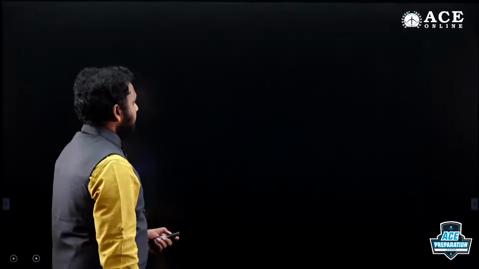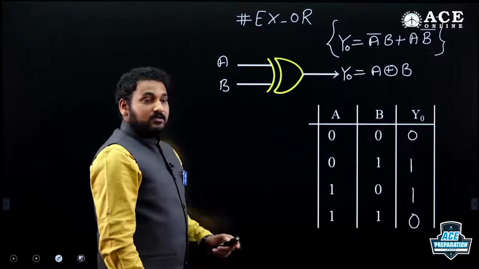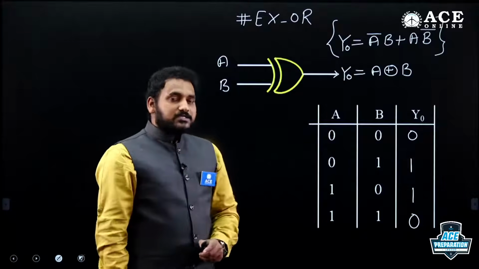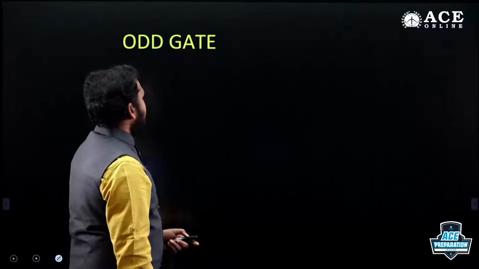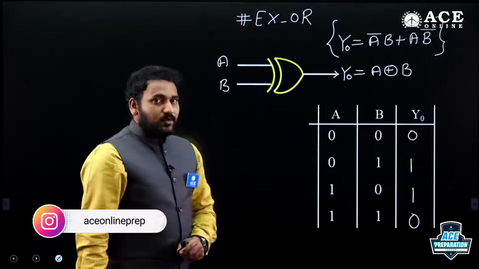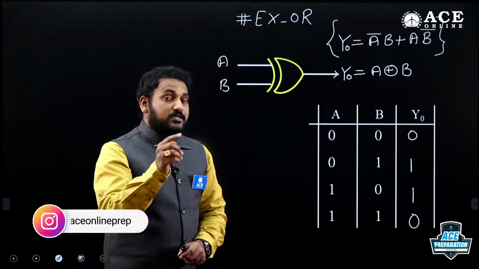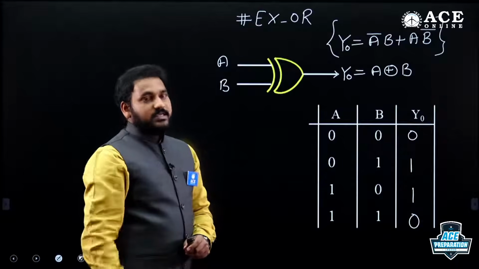Arithmetic gates, right? I will give you the basic operations of the XOR gate after completing XNOR. Actually, the XOR gate is also called an odd gate, and XNOR is an even gate. Remember, I'm talking about XOR and XNOR with 2 inputs only.